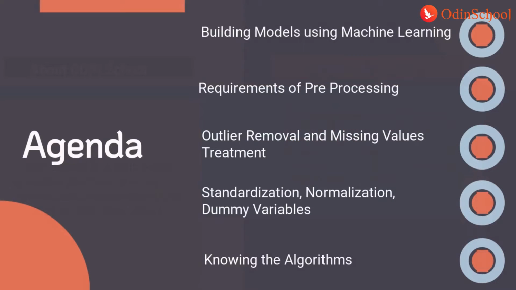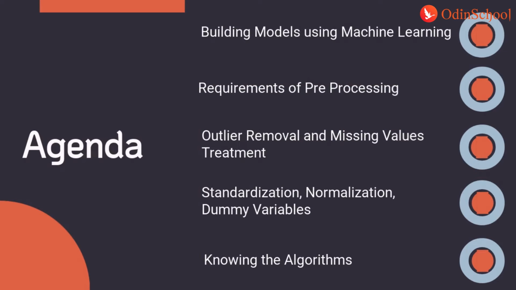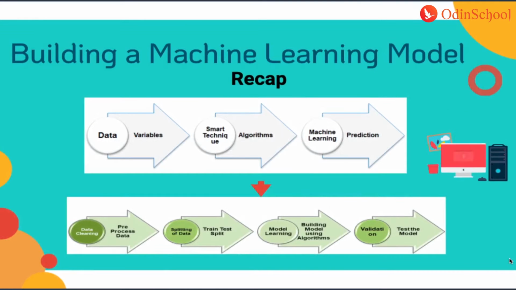Let us see what all things we are going to cover in this session today. We are going to build models using machine learning. For that, we have to understand what pre-processing is and why it is required to pre-process data. What are outliers and how do we handle the missing values present in the data sets? What is standardization, normalization, and how do we create dummy variables? And also, we are going to touch upon some of the algorithms which we have. Okay, so let us get started on this.